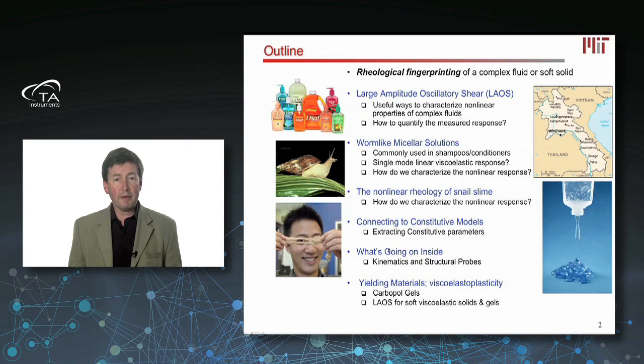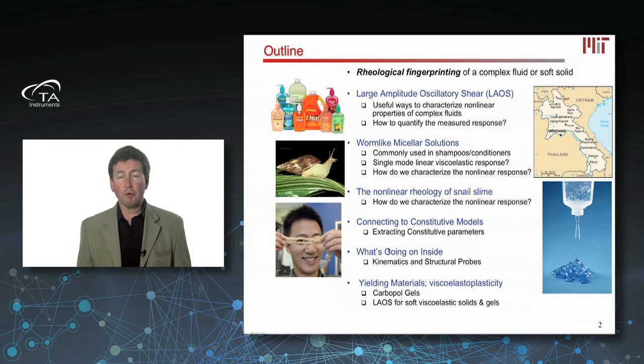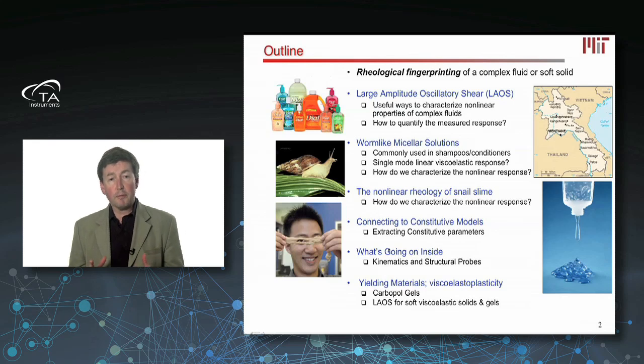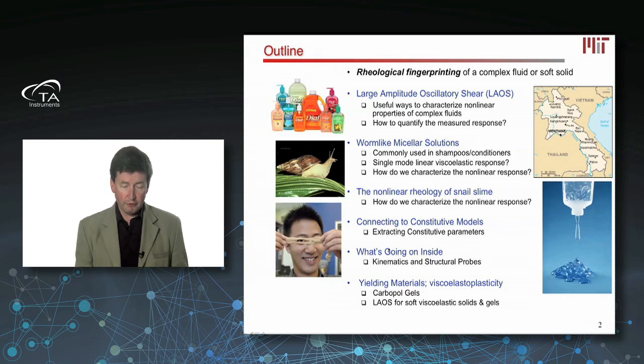The kinds of materials you might be interested in include complex fluids, maybe shampoos, consumer products, as well as food, such as bread dough. And then I'm also going to use a model biomaterial, which is snail slime, as an example of a weakly cross-linked hydrogel material that has a very complicated rheological response. And then I'm going to move on towards the end to think about materials that also have a yield stress. A good example would be a Carbopol gel, or the kind of gel that you would find in a soft soap or a hand cream. So those are the topics for today.